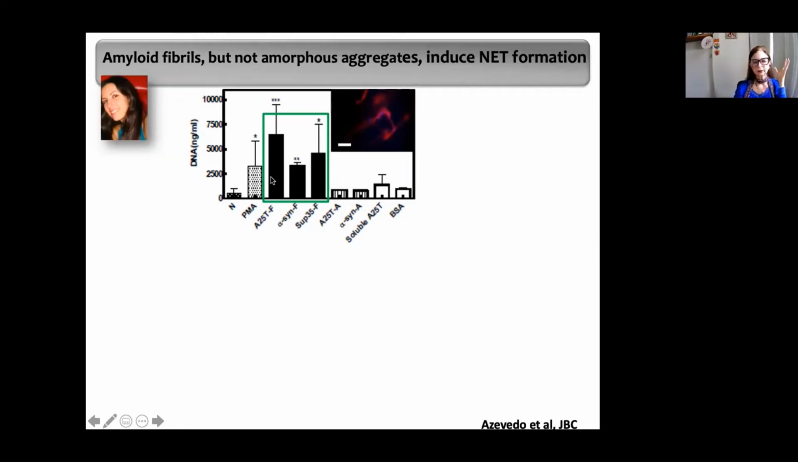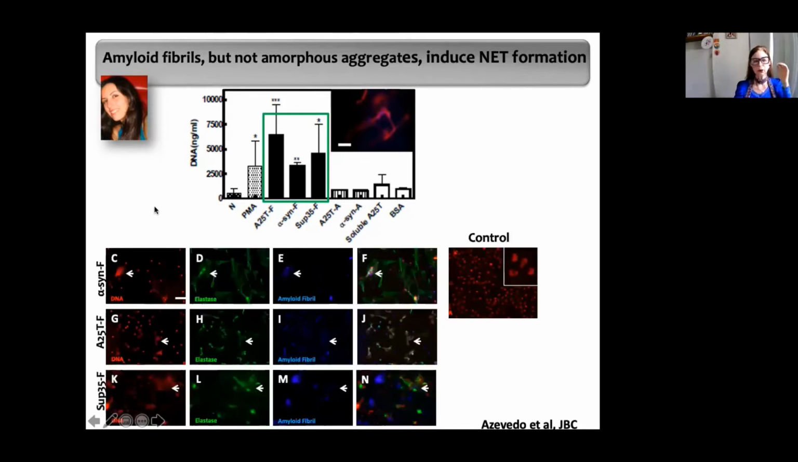And so we produced in our lab several different types of fibrils, from transthyretin, synuclein, Sup35, that is the prion protein from yeast. And the idea was to have different amyloid structures with different primary sequences, and also we produced, just by changing the conditions, the amorphous aggregates from the same proteins, and then we looked whether we could see extracellular DNA, that was our readout of NET formation.